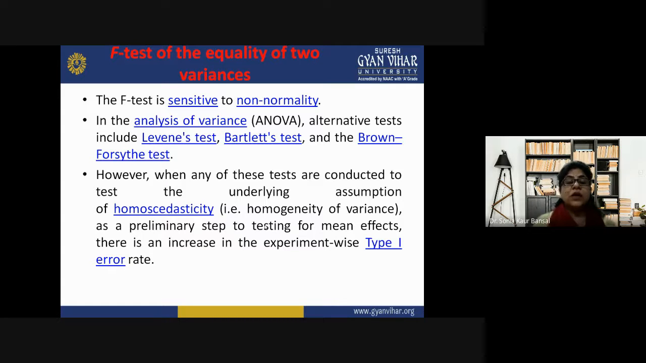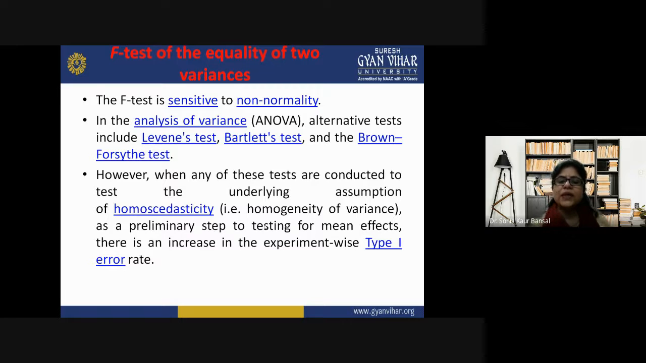Okay, in the analysis of variance, when we do ANOVA and check it, alternative tests include Levene's test, Bartlett's test, and the Brown-Forsythe test. So these are some other tests to check the ANOVA or the variances.